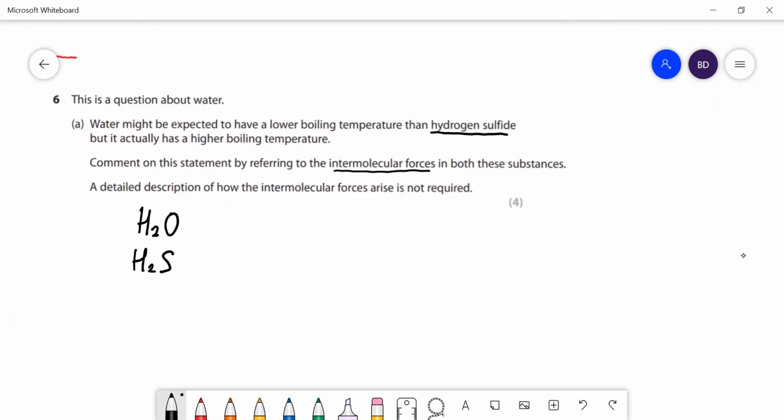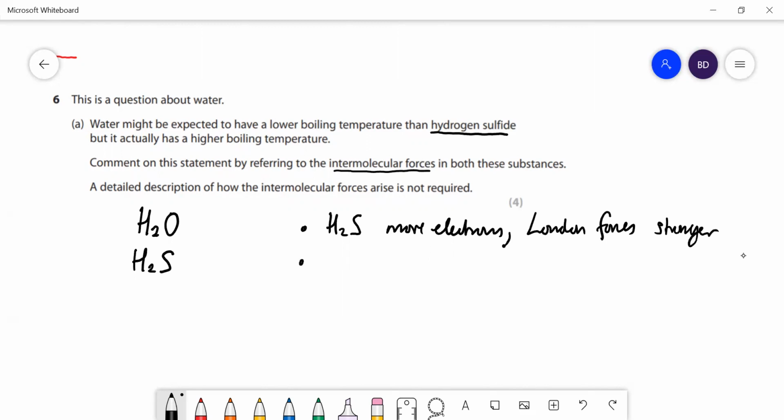Okay, that's 4 marks. So what they're probably looking for here is, why would you expect it to be higher? Well, because H2S has got more electrons. It's a bigger molecule. So that would mean the London forces, in other words the instantaneous dipole interactions, or the temporary dipole interactions, are going to be stronger. Okay. But it doesn't have a higher boiling point.